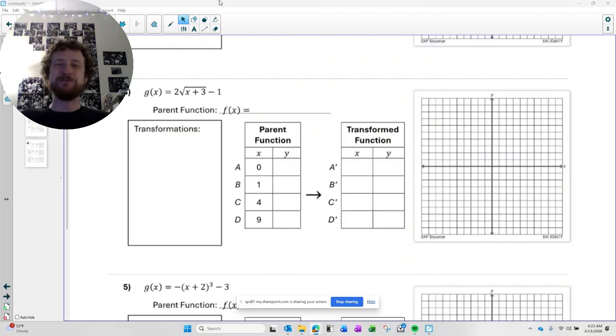Oh, well, there we go. Hey, Algebra 2. I'm gonna show you how to transform functions.